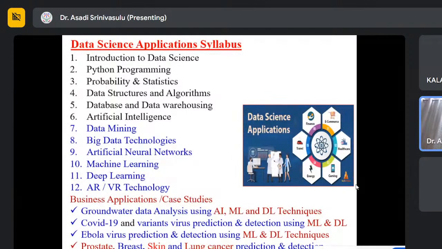Then unsupervised learning. There is no label, there is no target class, but based on the similarity measure, we are classifying the data. That is called clustering.